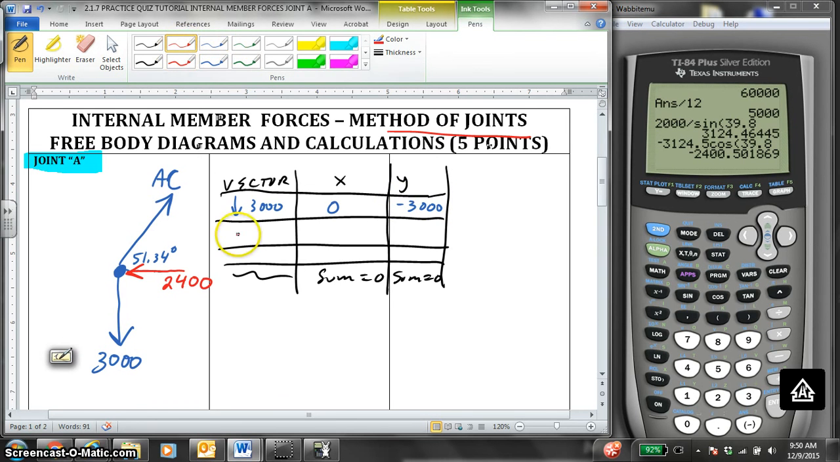The red vector, that's AB. It goes to the left at 2,400. So what does that mean? The x component is negative 2,400. It goes up and down 0.